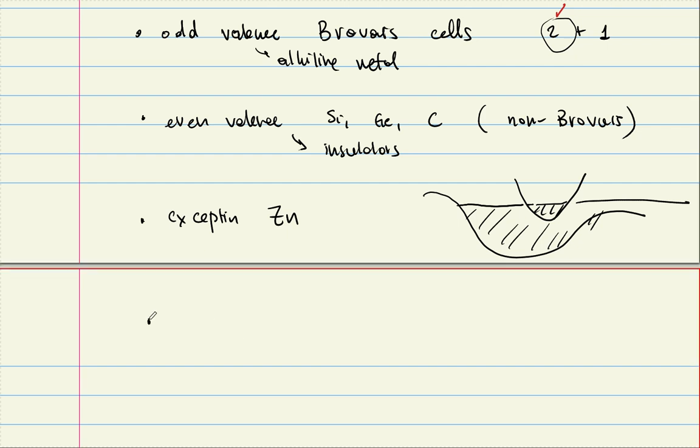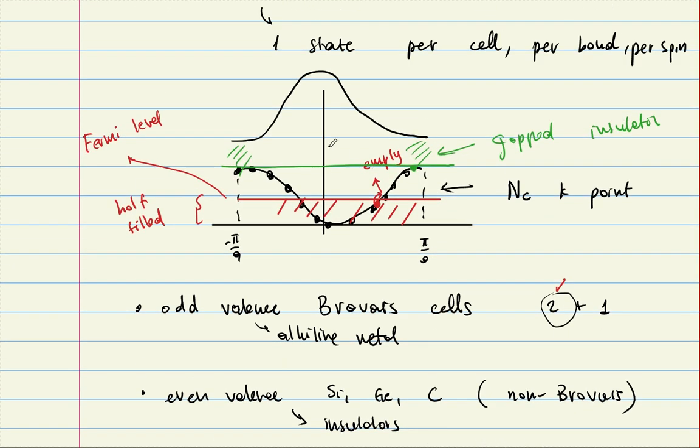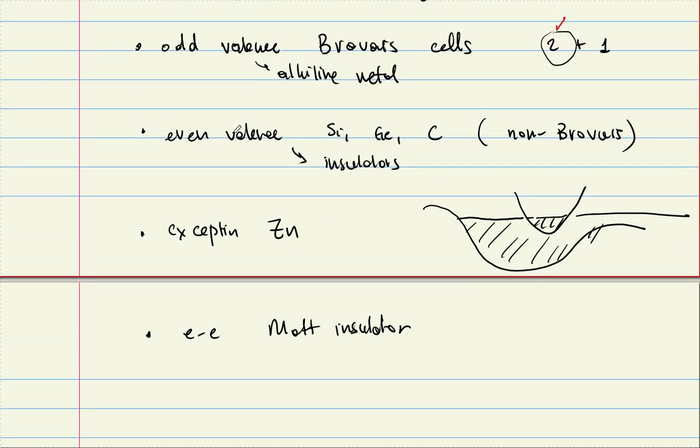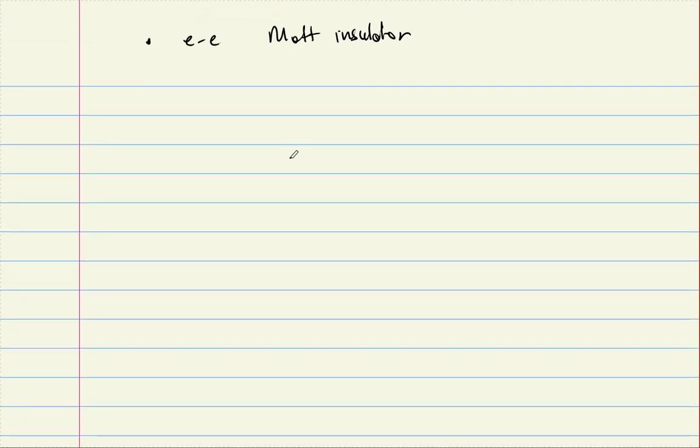Another exception, which we are not going to talk about because it is a kind of research area, is that electron-electron interaction also modifies this picture. In this case, for example, even at half filling, you can have an insulator. Even a band like this can be insulating due to electron-electron interactions, and we call them Mott insulators. But typically, we are going to have this picture in our mind: odd valence Bravais cells are metals, and even valence Bravais cells are insulators, as a starting point.